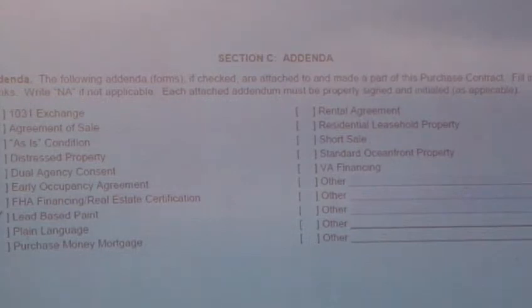The two that are already automatically templated are the as-is condition and the lead-based paint disclosure. If you're not going to add them on, you can just uncheck them. Or if you need to add on things like the leasehold disclosure or short sale disclosure or addenda, then you have to check those, okay?